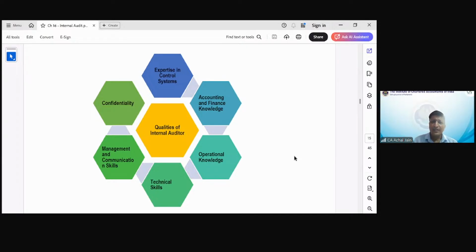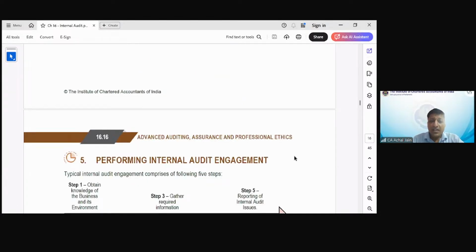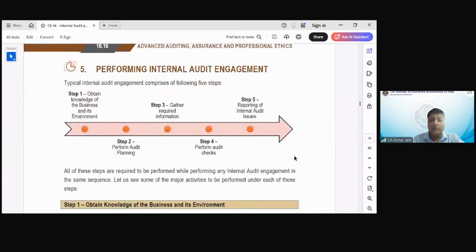And because the internal auditor is involved in an audit activity which is about managing people, dealing with people, his management skills and communication skills are again very important. Confidentiality. Audit is one activity which will always involve confidentiality, be it internal audit or statutory audit or any other audit. So all of these are qualities which the internal auditor always needs to carry. Now, what are the steps?